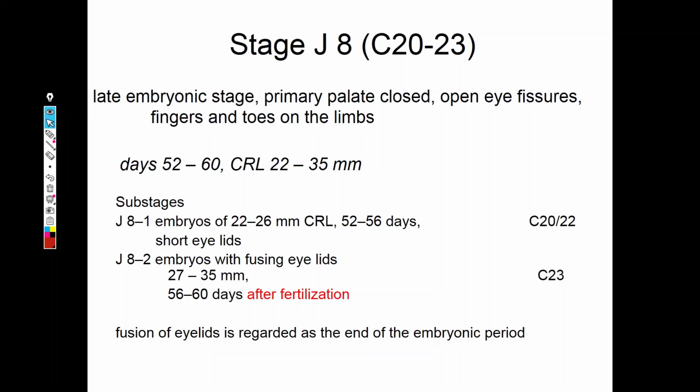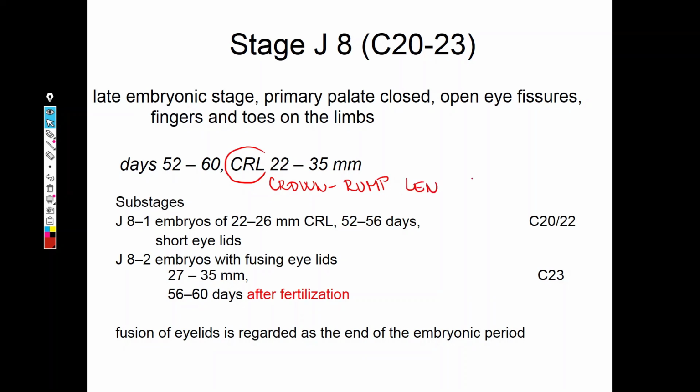The eye fissures are closed. And we have this measurement. The embryo is big, about 3 centimeters, and we measure the embryo with ultrasound. It's called crown rump length. Crown is the top of the head, and the rump is the bottom of the buttocks. So it's crown rump length.